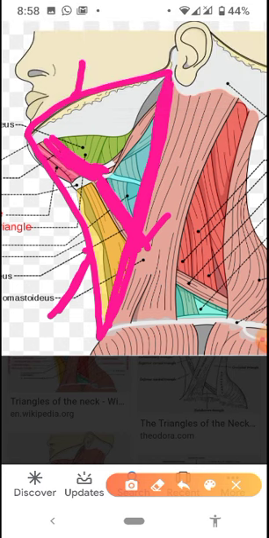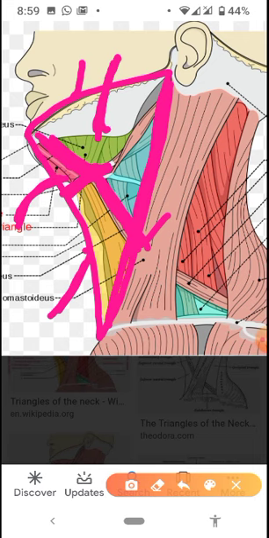This muscle, which is coming from the mandible and inserting into the hyoid bone, is dividing this upper suprahyoid part into two triangles. One is this one and one is this one. Basically, this one is called the submandibular triangle, or you can say the digastric triangle, and this one is the carotid triangle. You can say whatever you want.